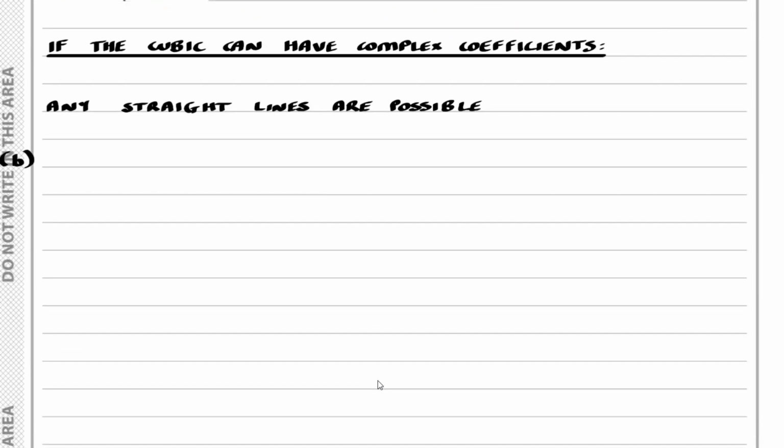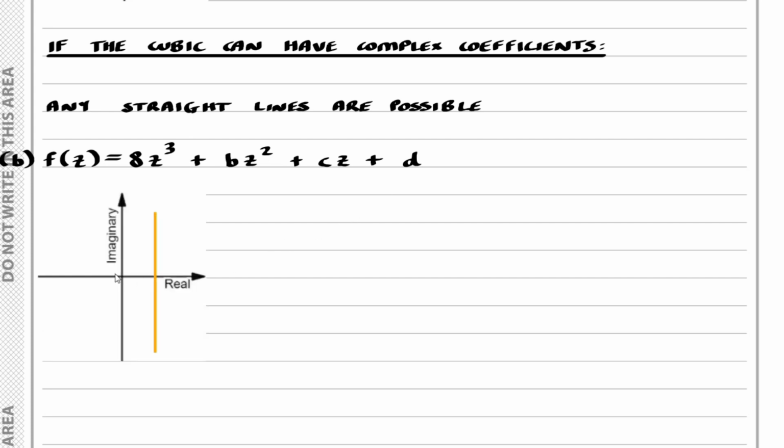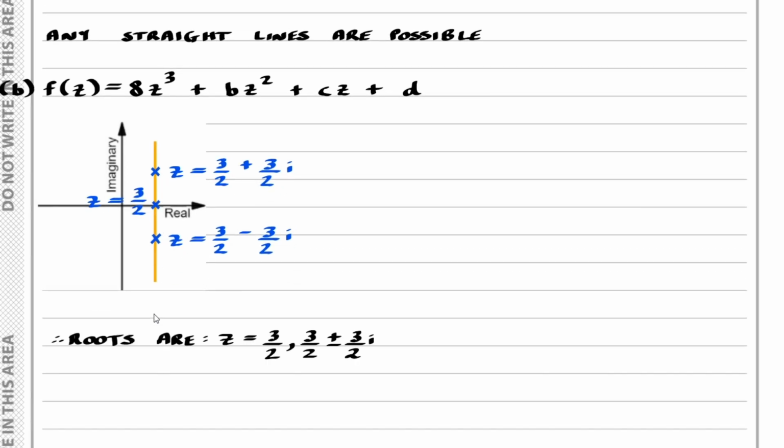So for part B, we've got f of z equals 8z cubed plus bz squared plus cz plus d. And we've got this complex plane, and we've got this vertical line. We know one of the roots is z equals 3 over 2 plus 3 over 2i. So the other root is the complex conjugate of this, 3 over 2 subtract 3 over 2i. And the third root then must lie along the real axis. That root is given by 3 over 2, which means the roots are z equals 3 over 2 and 3 over 2 plus minus 3 over 2i.